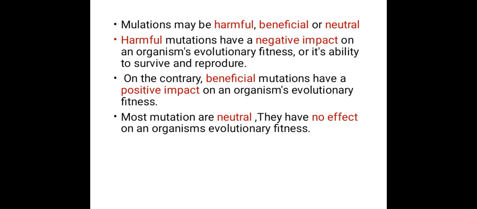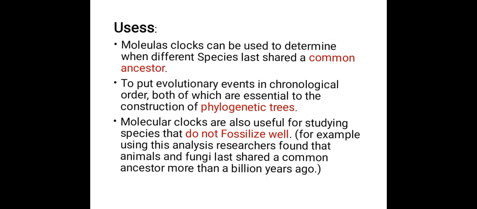Most mutations are neutral. They have no effect on the organism's evolutionary fitness. The molecular clock can be used to determine when different species last shared a common ancestor, to put evolutionary events in chronological order, both of which are essential to the construction of phylogenetic trees. Molecular clocks are also useful for studying species that do not fossilize well.